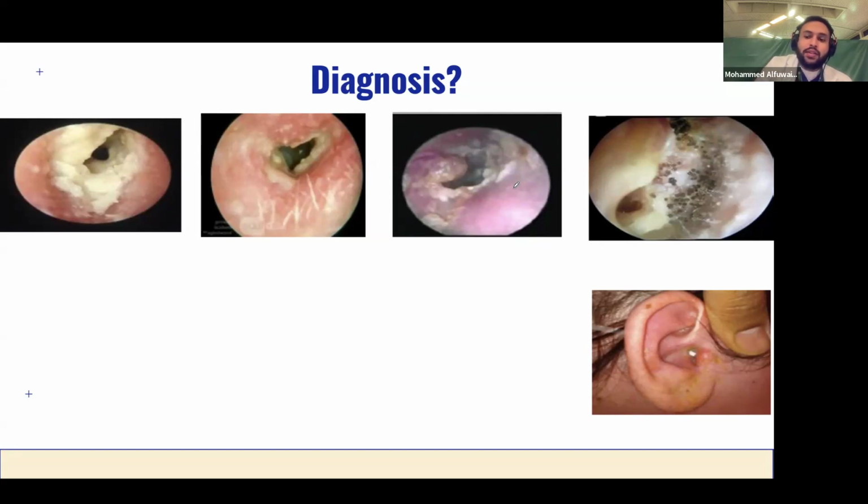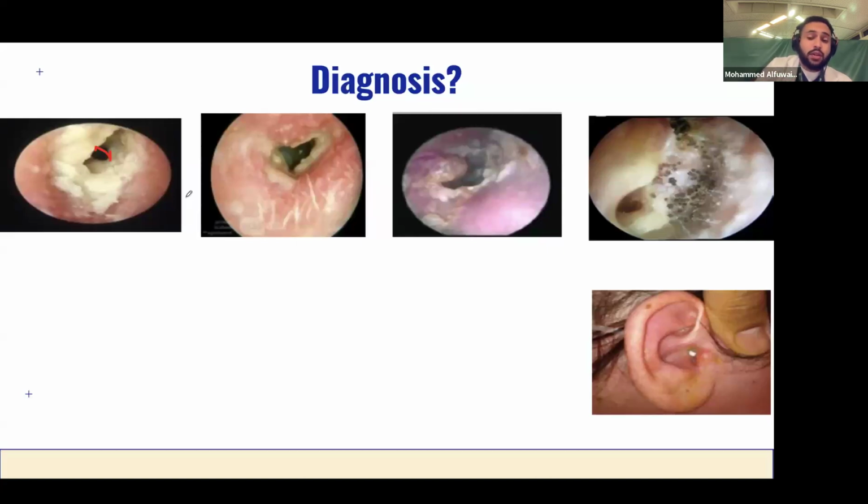But basically, it's inflammation or infection of the external ear, which involves the pinna, the auricle, all these, and then the external canal. In this case, you see a lot of pus in the ear canal that's narrowing the ear canal. This would cause conductive hearing loss. Tamam? So this is usually caused by increased humidity in the external ear, in the ear canal.